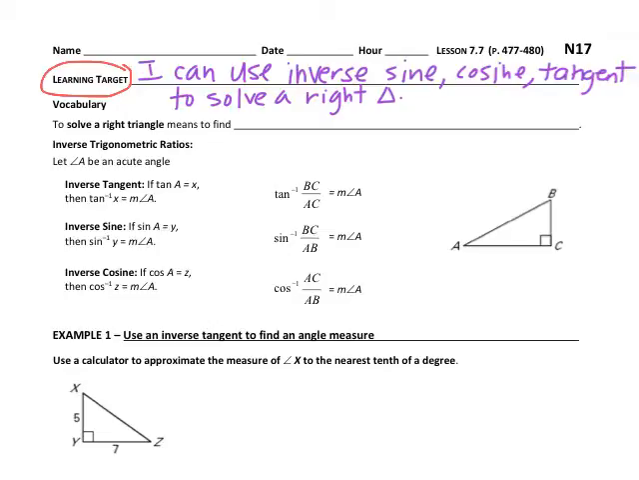The only vocabulary that we have in this lesson is: to solve a right triangle means to find all of its side lengths and angle measures.